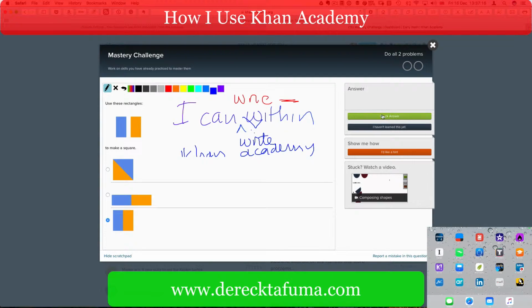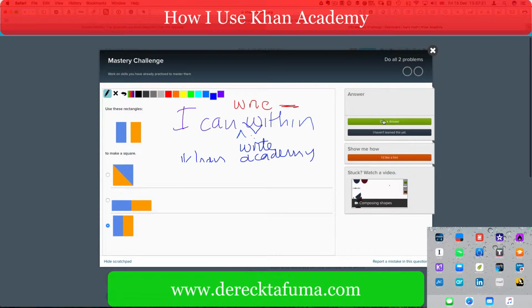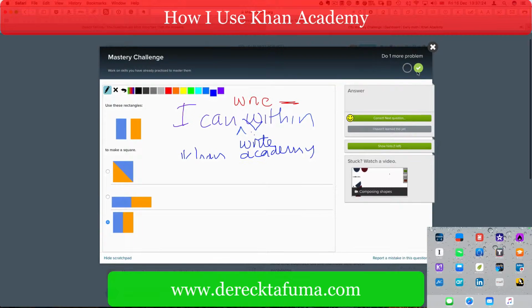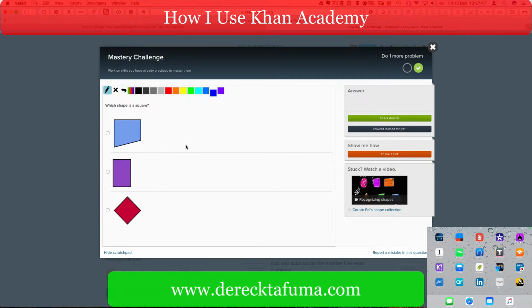If I check my answer to this one, it's going to say I've got it right and puts a tick here. There were 2 circles. Now this one is 10 green and there's a little tick. At any point I can stop the exercise, but it comes exactly to these 2 problems. So I'm going to click correct, next question, and then which shape is a square? I know the red one is a square, so I'll click on that.